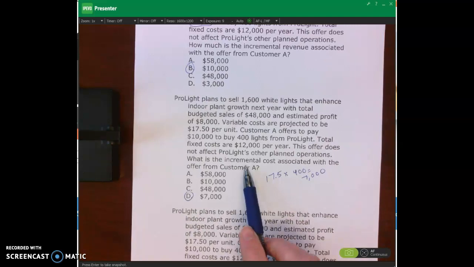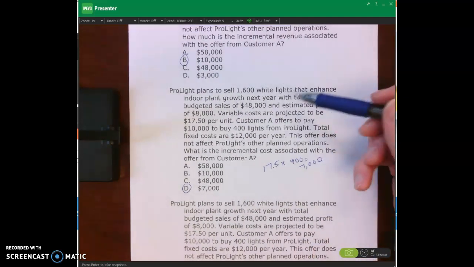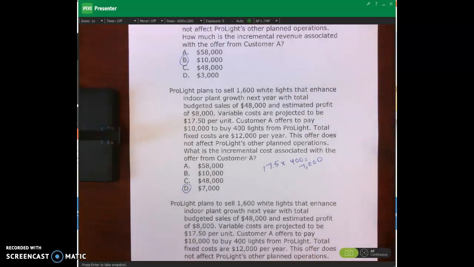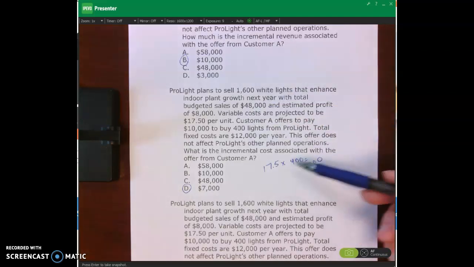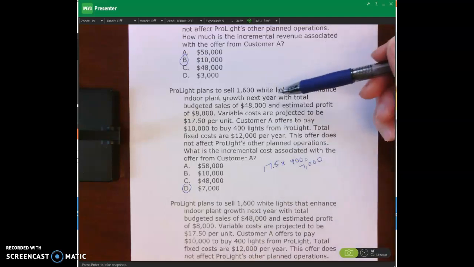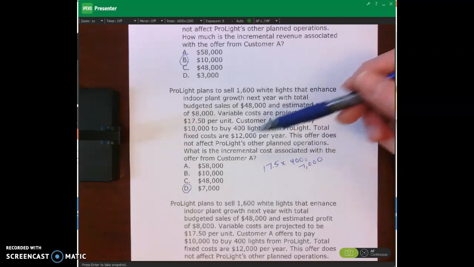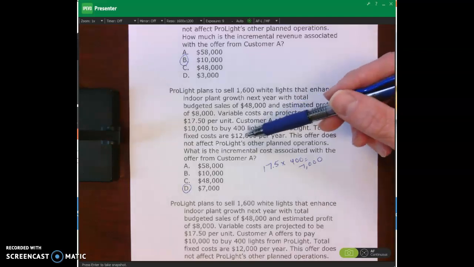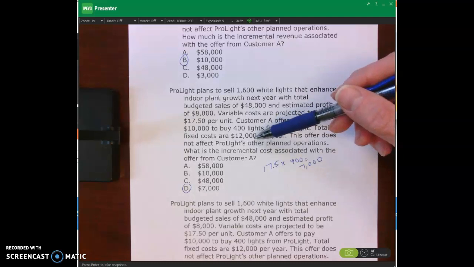What are the incremental costs? So it's the exact same setup. What are the incremental costs? Well, we know that variable costs per unit are $17.50, and we have to make an additional 400 lights. $17.50 times the 400 gives us $7,000. The fixed costs don't matter. The fixed costs, $12,000 per year, don't matter. They're not incremental. That's why they don't matter. Because if we make these additional 400 lights, we still have fixed costs of $12,000. We still have to pay rent of $12,000.